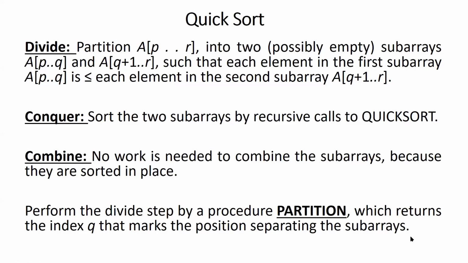Here, we perform the divide step by a procedure called partition. It is another algorithm, a part of quick sort, in which we partition the array into two subarrays. It returns the index Q that marks the position separating the subarrays, the point by which we have to partition the array. So the partition algorithm will give you the point from where you can break your array into two subpieces.